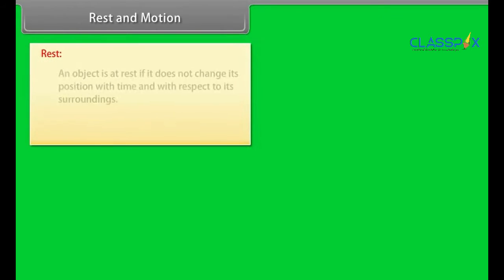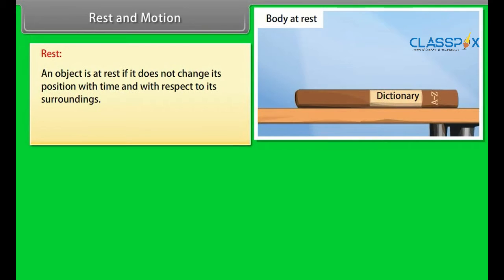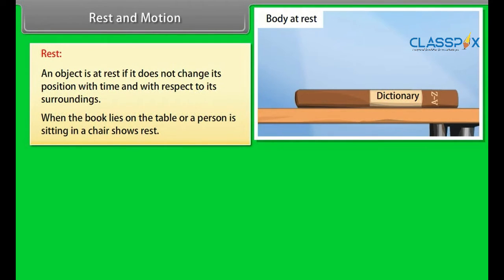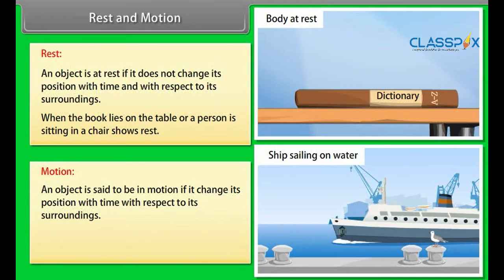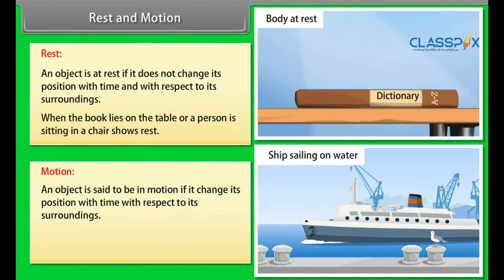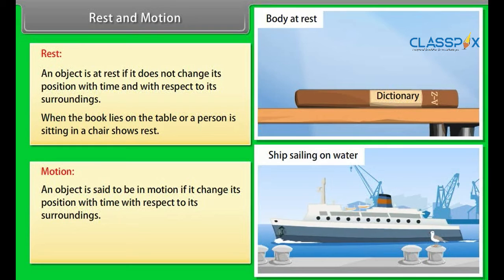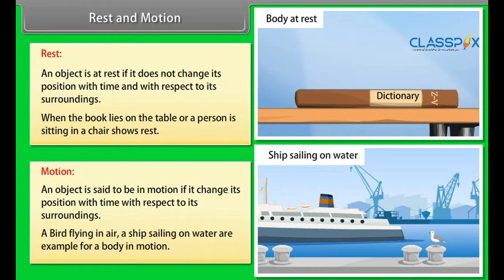Rest and motion. Rest. An object is said to be at rest if it does not change its position with time and with respect to its surroundings. When the book lies on the table or a person sits in a chair, they show rest. Motion. An object is said to be in motion if it changes its position with time with respect to its surroundings. A bird flying in air, a ship sailing on water are examples of a body in motion.